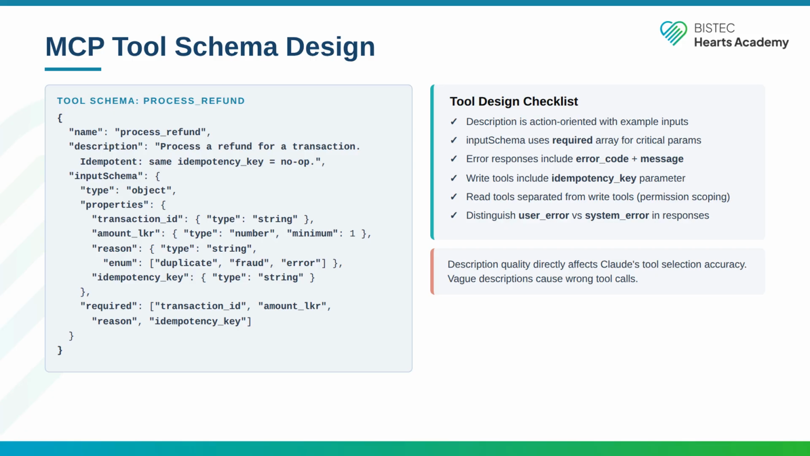The distinction between error types matters for how Claude responds to failures. User error, for example, an account ID that doesn't match the expected format, means Claude can self-correct by fixing the input and retrying. A system error, such as the downstream payment processor being unavailable, means Claude should stop retrying and escalate.